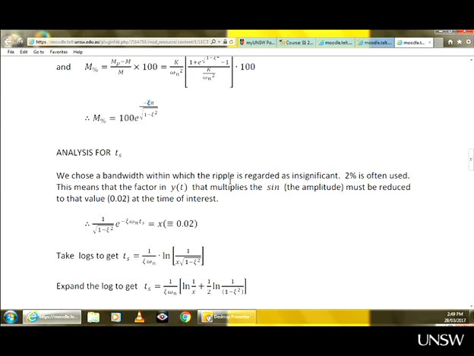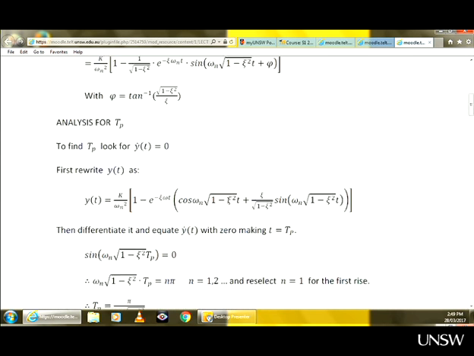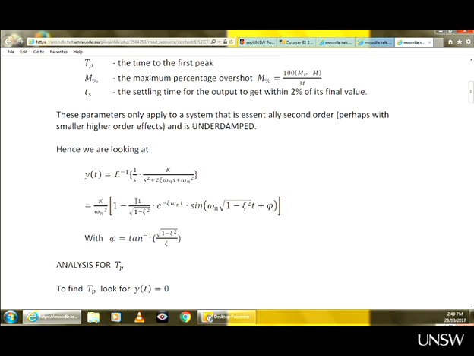OK, and finally, settling time. So how long does it take until the amplitude becomes 2% or less? Until it becomes 2% of the steady state value. Well, again, I emphasize this, amplitude. When does the amplitude become 2%? Amplitude, well, OK, let's get, amplitude is this.